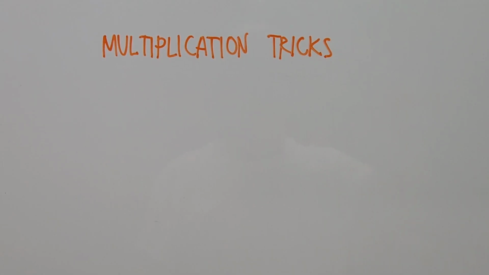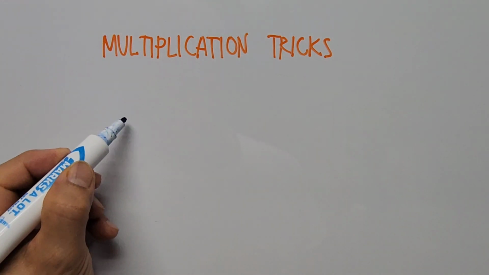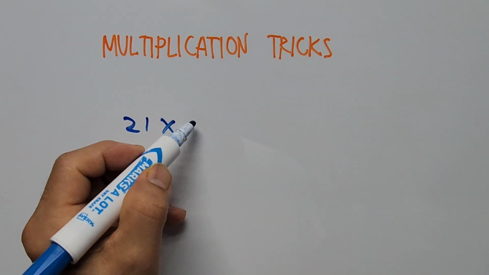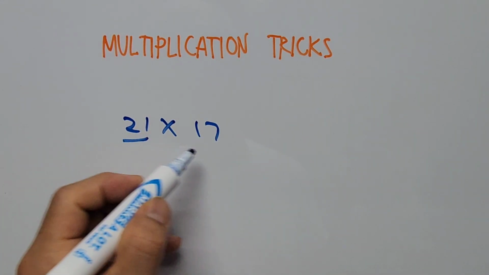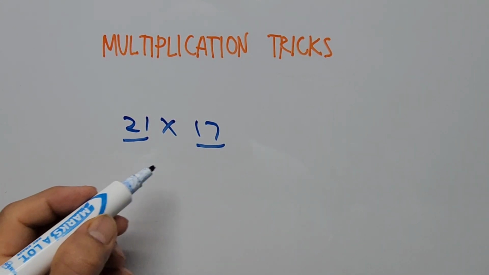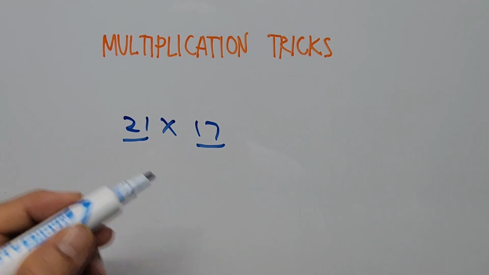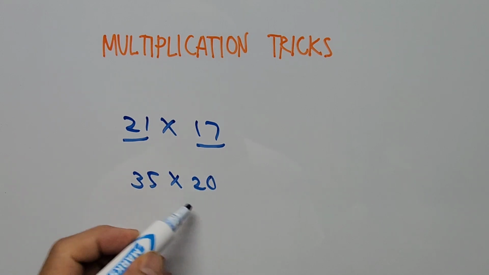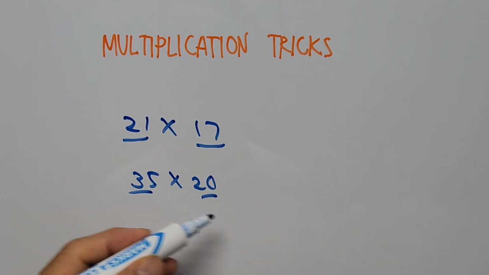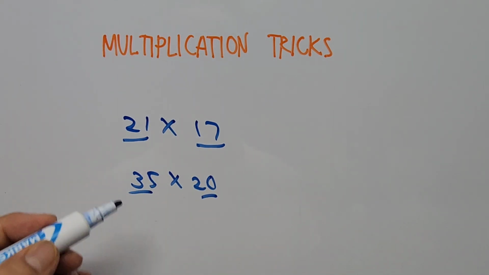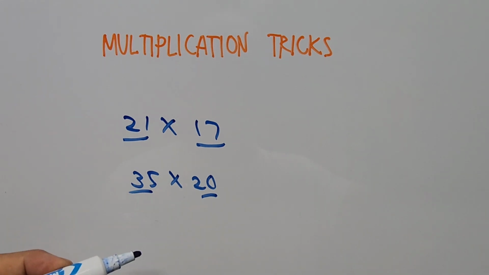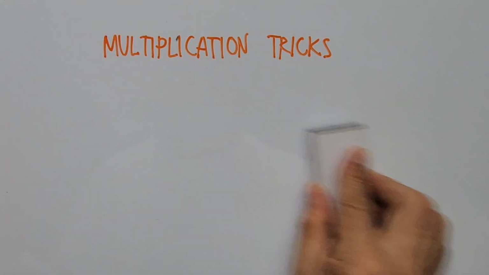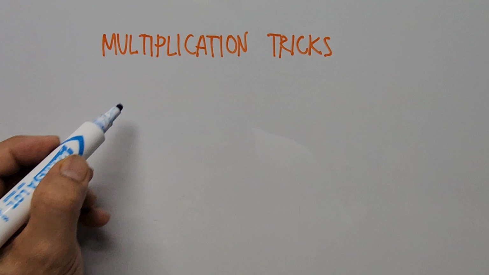Multiplying those two numbers I mentioned earlier, those two numbers close to each other in value, like let's say 21 multiplied by 17. 21 and 17 are close, and the other kind of numbers not so close are like 35 times 20. The difference is 15, right? So that's what I mean. Alright, so let's say multiplying 18 by 23.